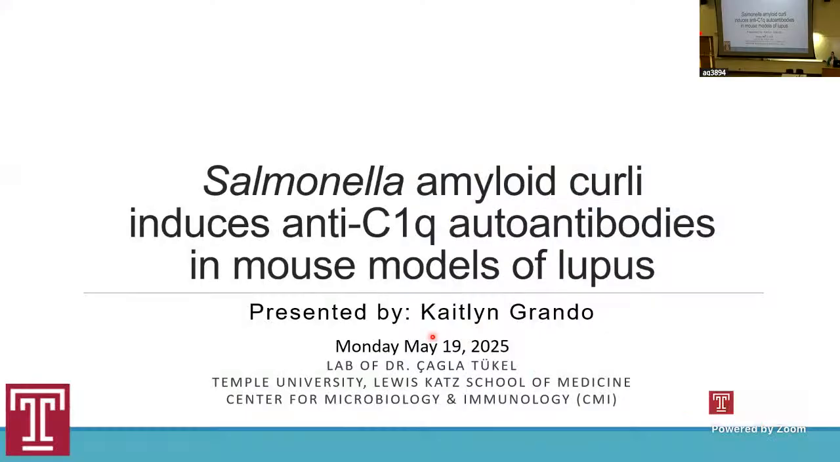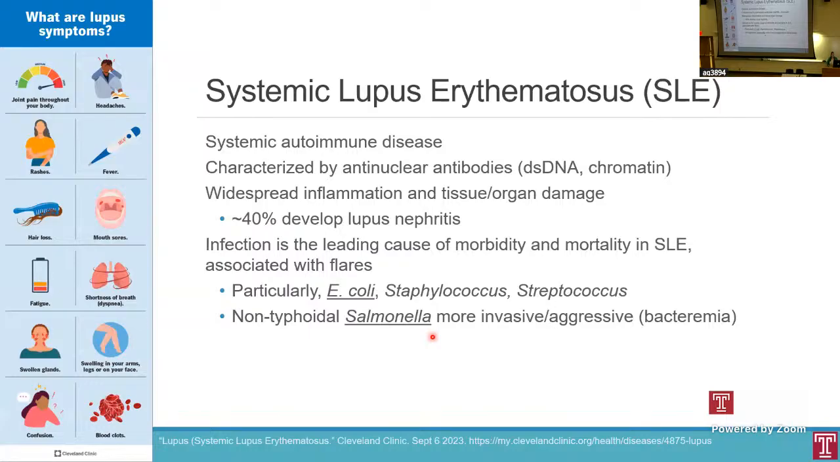Response that we see to a Salmonella protein, curli. So the disease that we're interested in here is systemic lupus erythematosus. This is a systemic autoimmune disease. It is characterized by anti-nuclear antibodies against things like DNA and chromatin, and it involves widespread inflammation and can lead to tissue and organ damage.